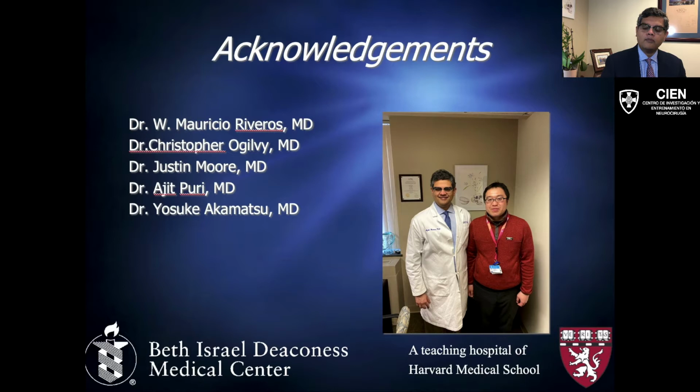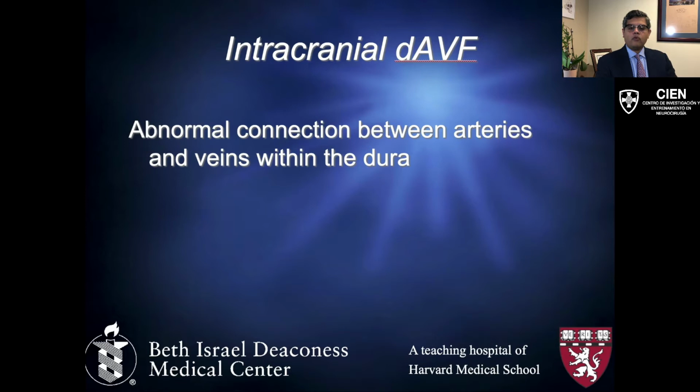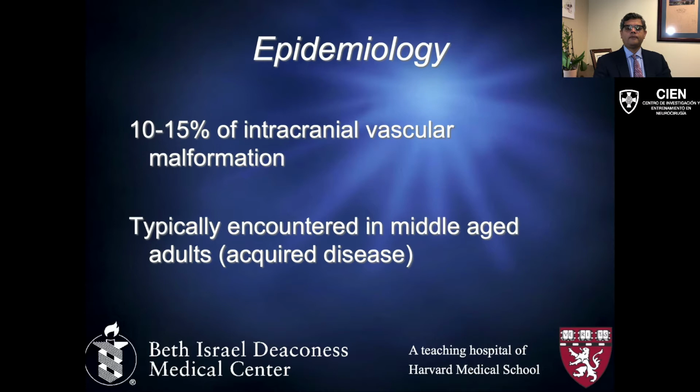So I first start by defining an intracranial dural AV fistula. It's basically an abnormal connection between arteries and veins within the dura. About 10 to 15% of intracranial vascular malformations that we encounter are dural AV fistulas, and they're typically encountered in middle-aged adults. And we consider it an acquired disease rather than a congenital disease.